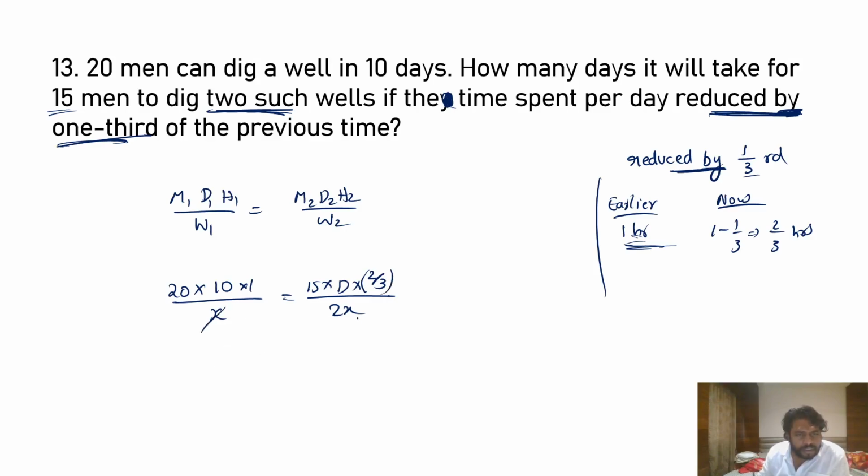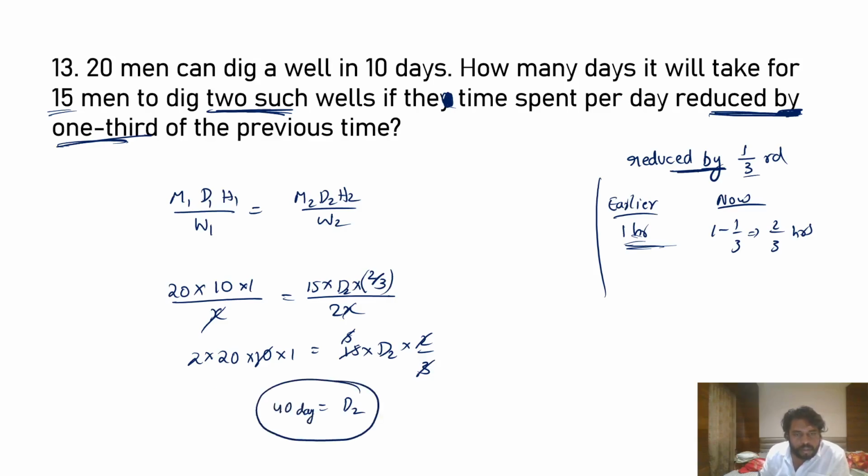This is it, guys. This gone 2. If you bring it to here, 2 into 20 into 10 into 1 equals to 15 into D2 into 2 by 3. So 3 ones, 3 fives, 5 twos are 10, gone. So answer D2 would be 2 into 20, 40 days. That's how you can solve this problem. It's a little bit good problem, guys. Try to solve similar problems from some other sources also. Okay, let us move on to next.